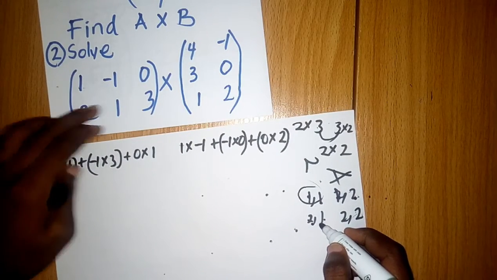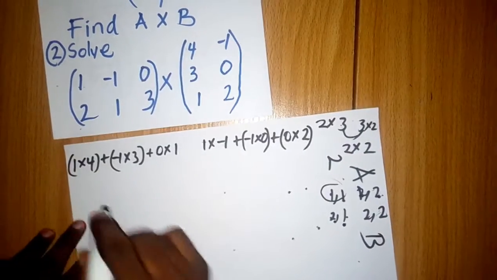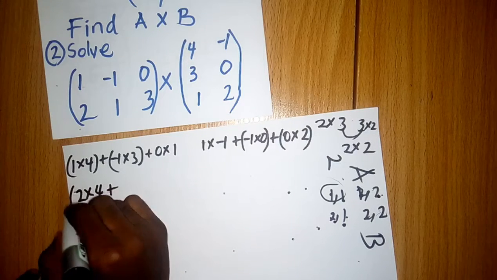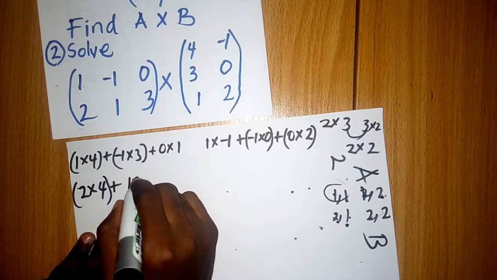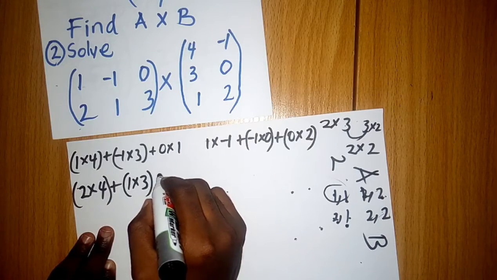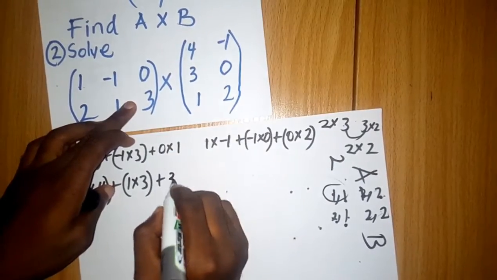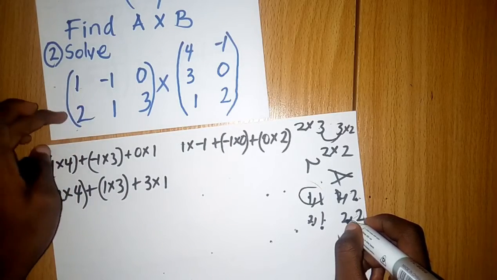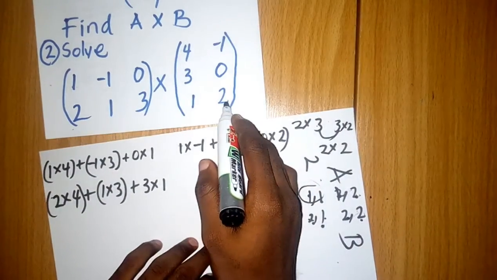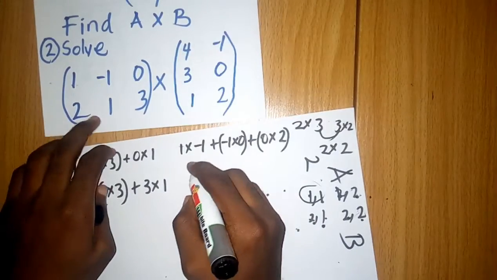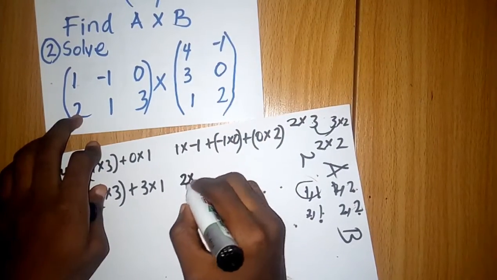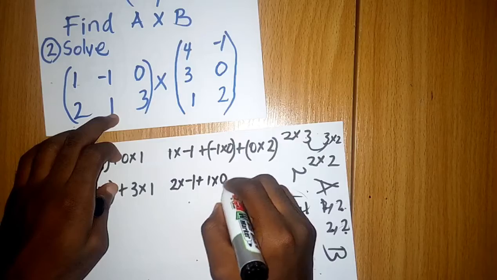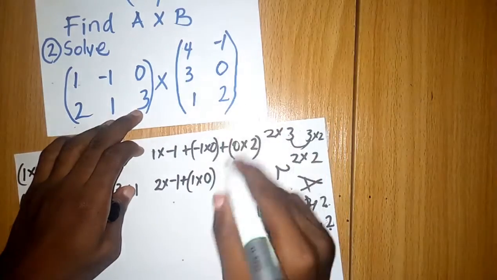Second row of A, first column of B. So that will be 2 times 4 plus 1 times 3 plus 3 times 1. Okay, second row of A, which is this, second column of B. So that will now be 2 times minus 1, then 1 times 0, then 3 times 2.